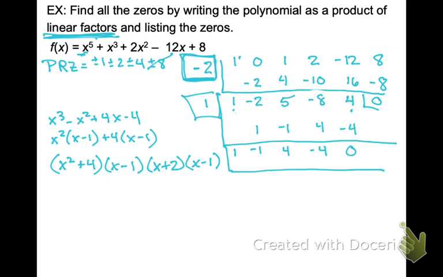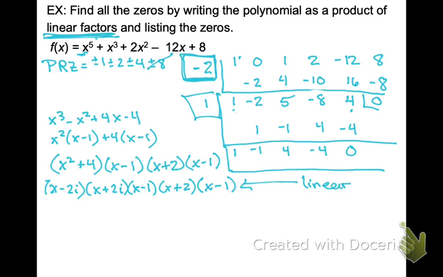I, because it's positive. So I have x - 2i and x + 2i, x - 1, x + 2, and x - 1. Do I have linear factors now? Okay, I have linear factors.